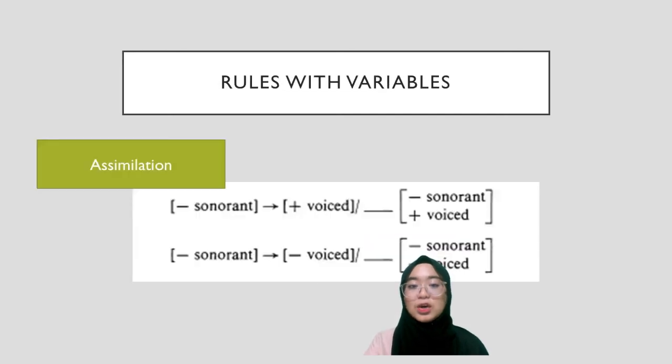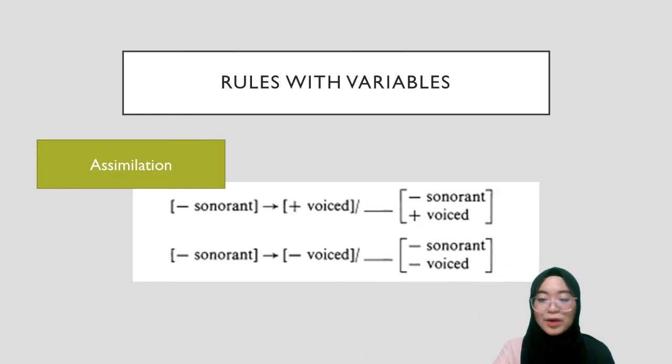The next is rules with variables. The first is assimilation. If it is not sonorant and it is voiced, we can write it in braces as minus sonorant, plus voice. However, if it is minus sonorant and also minus voice, we can write it as minus sonorant and minus voice.